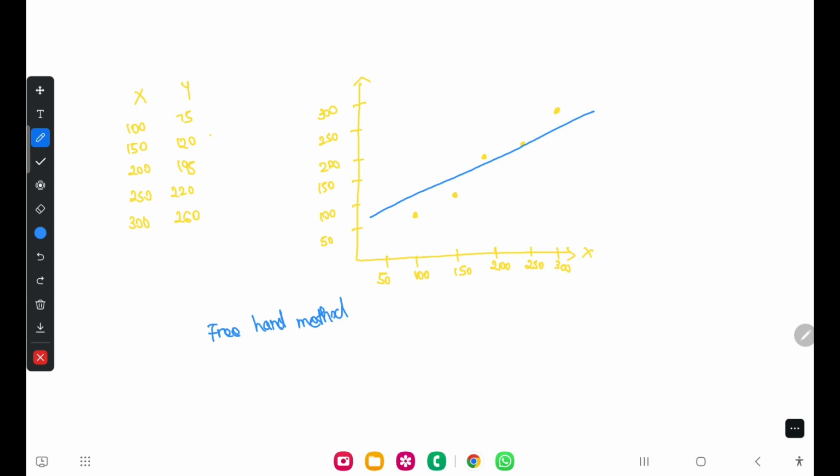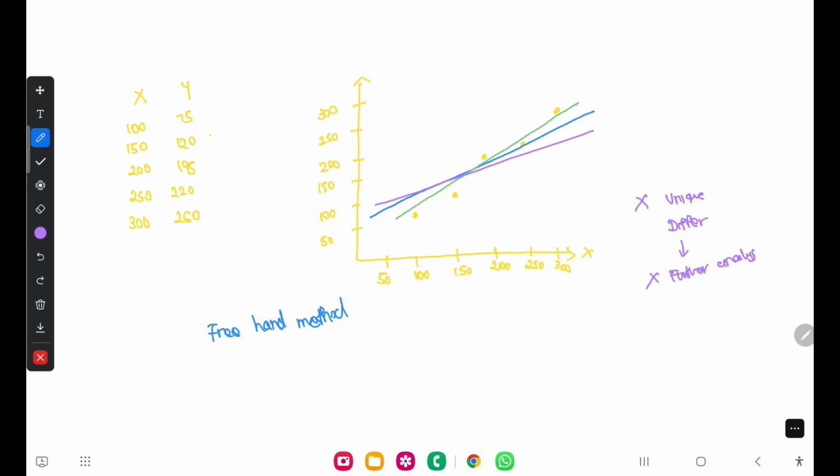But the disadvantage in the freehand method is that now I am drawing something like this. But if I ask someone else, that person might draw something like this and say, why, my line is also very close to the points. Then another person might draw a line like this and say, even mine is very close to the points which you have drawn. So this means it is not unique. Person to person, it's going to differ. That means we can't use this for further analysis.